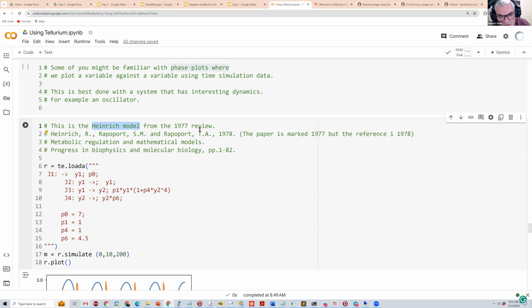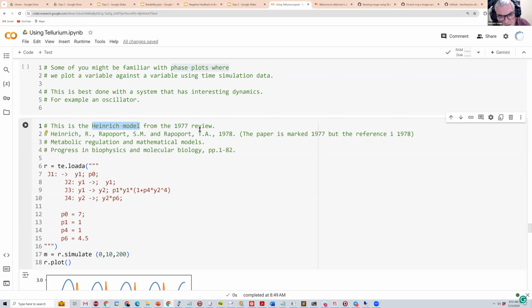And in one case, they have this model. Okay, let me move this over here, so it's all lined up. They have this model. All right. And this model has 4 steps. It has 2 variables, y1 and y2. The first step has a constant rate, p0, right?